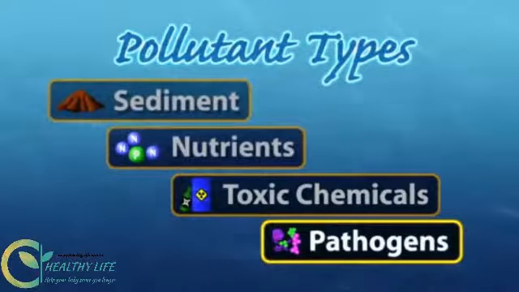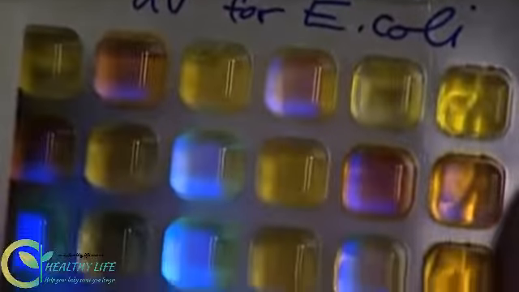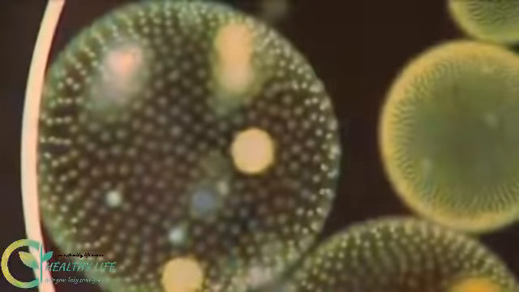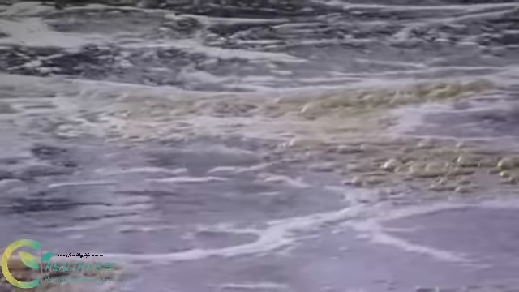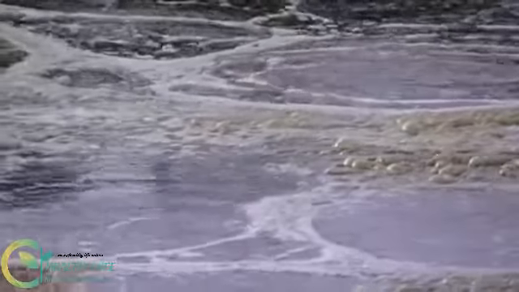Pathogens are probably the most serious threat to our health. Pathogens are disease-causing bacteria and viruses. They can come from human sewage or raw animal waste. If pathogens contaminate water and aren't eliminated during treatment, the tiny organisms can kill.